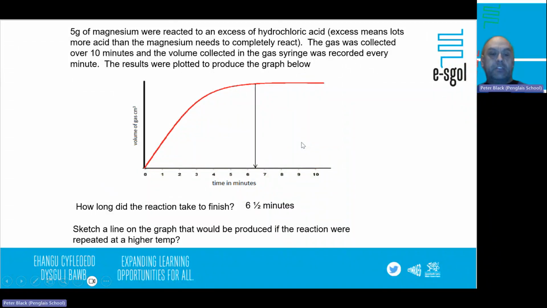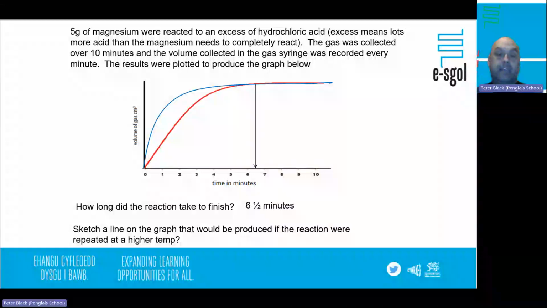Okay, and it's asking us to produce a line that we might get at a higher temperature. So hopefully at a higher temperature, reactions go faster, and therefore we'd expect to see a steeper curve. So we'd expect to see a curve like that. Okay, so we can see the reaction going much faster. One thing I want to point out, we would expect the amount of gas to be formed to be exactly the same, because all we've done is change temperature. We're not changing the amount of reactants. We're not going to make more gas. We're just going to make that gas quicker.